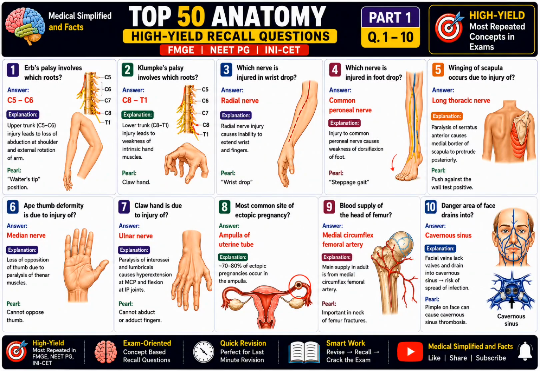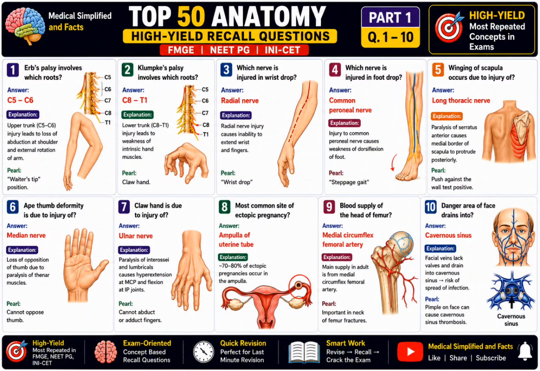Question 6. Ape thumb deformity is due to injury of which nerve? Answer: the median nerve. Paralysis of the thenar muscles causes loss of thumb opposition, so the patient cannot oppose the thumb. Question 7. Claw hand is due to injury of which nerve?